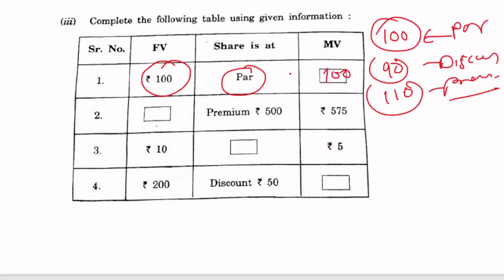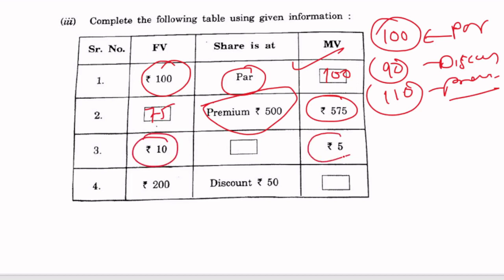So this is the answer. Now second case, premium: you're paying 500 and after adding premium your value becomes 575. So what is FV? The value is 75. Okay, in this case 10 is the FV and market value is what?